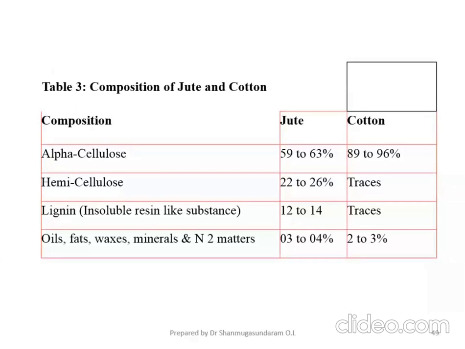So now let us discuss the chemical composition of the cotton fiber with the jute fiber. If you take alpha cellulose, cotton occupies 89 to 96%, whereas jute occupies 59 to 63%. The hemicellulose present in cotton fiber is very less, whereas in jute fiber it is 22 to 26%. Lignin occupies 12 to 14%. Cotton also has limited oil, fat, waxes, minerals, 3 to 4%, whereas in cotton fiber it is 2 to 3%.